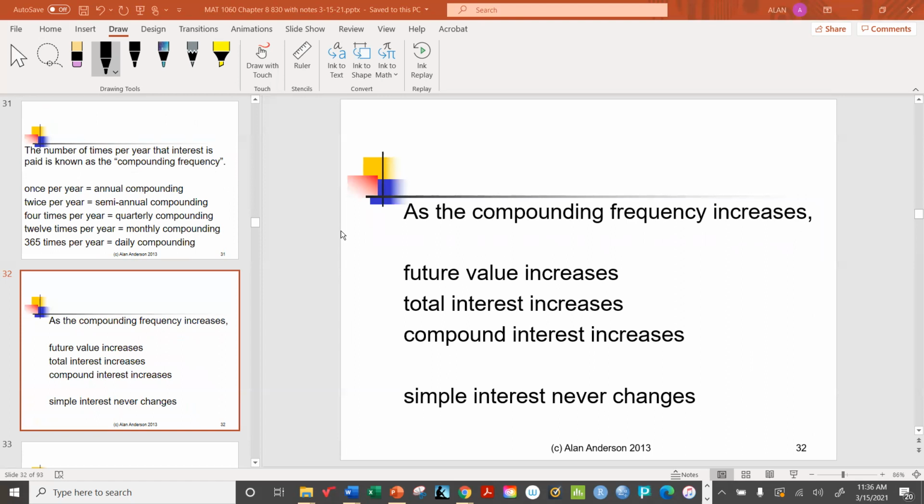And here it is. I just want to remind you one more time. When the compounding frequency increases, the future value of your account goes up, the total interest that you're earning goes up, the compound interest goes up, but the simple interest never changes. So it helps you if you're the lender, if you're saving your money. But if you're a borrower, this means that your cost will be even higher. If you have a credit card, for example, we'll discuss that later on in the chapter, but you'll notice that the same thing is happening. They're charging you interest on a daily basis.